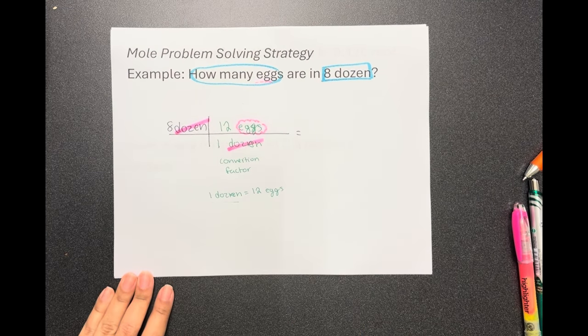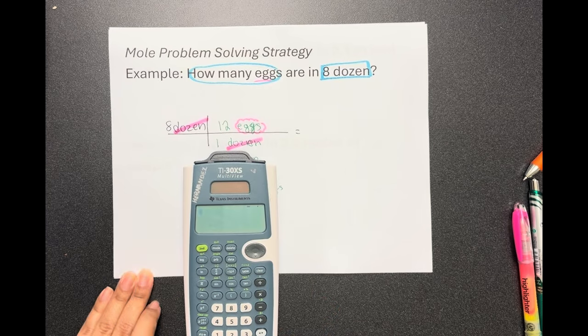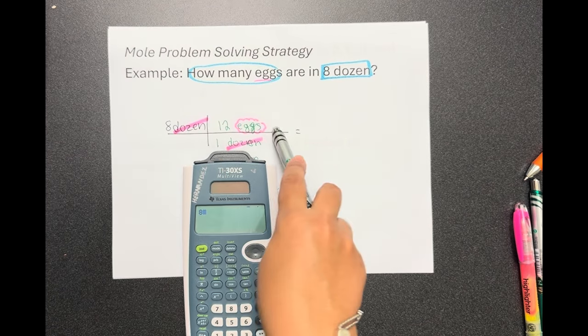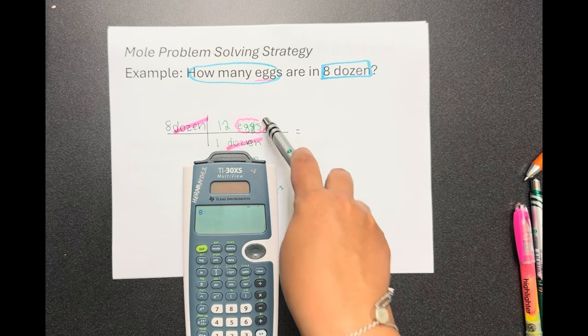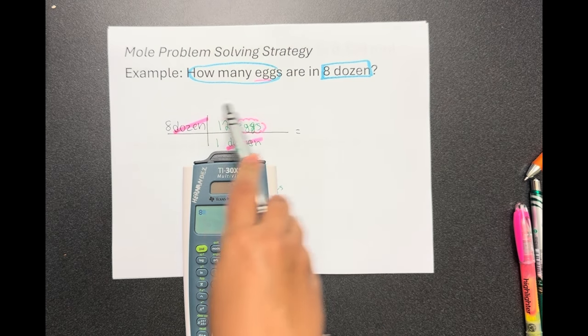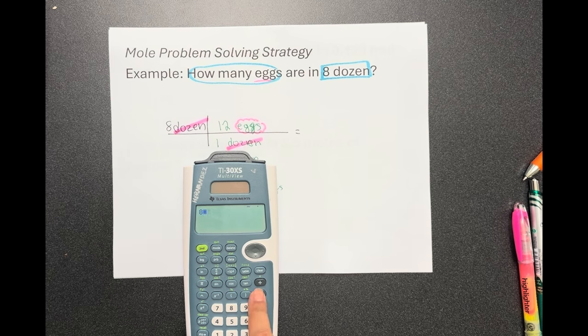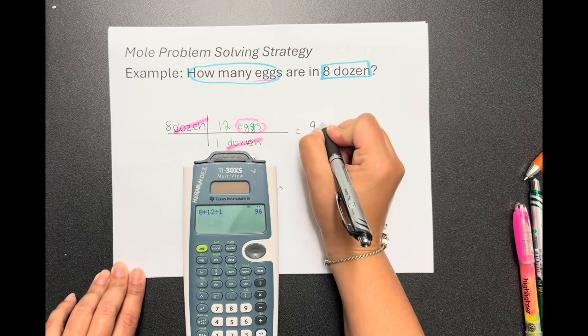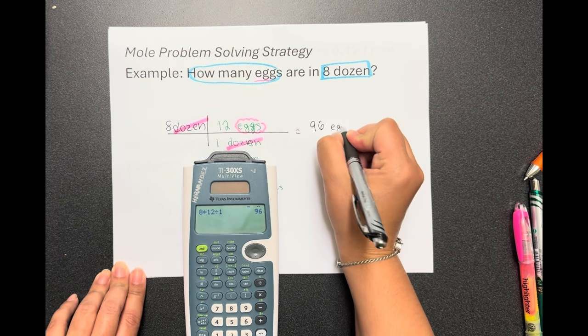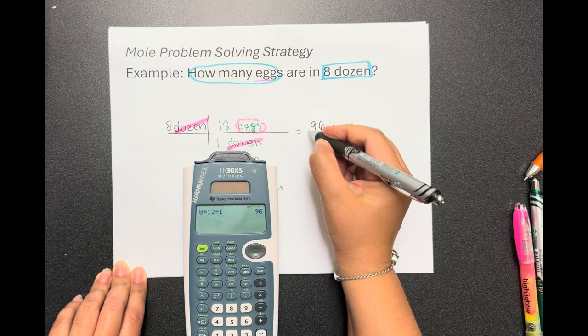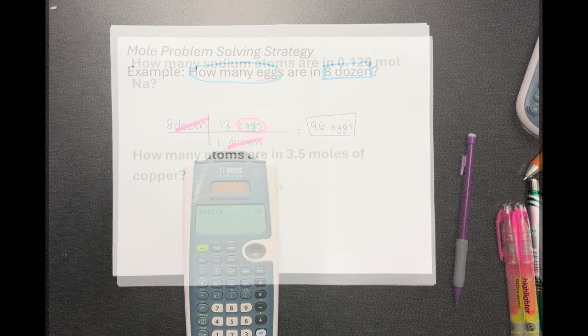Now I'm going to get my calculator and do 8. If the number's on top, I'm going to multiply by that number. If the number's on the bottom, I'm going to divide by it. So it's going to be 8 times 12 divided by 1, which I don't really need to do because whenever you divide anything by 1, it's the same number. So that gives me 96 eggs. And that's my final answer.